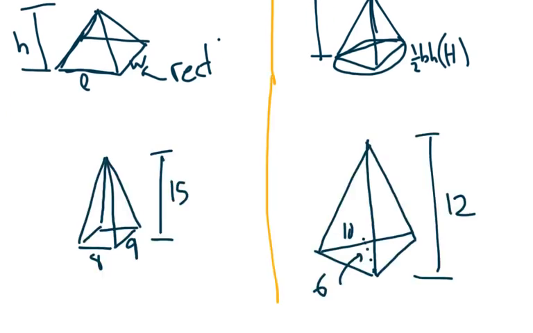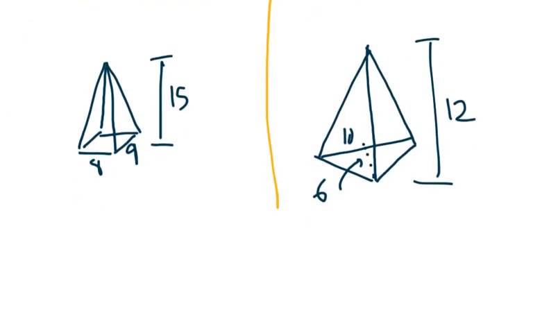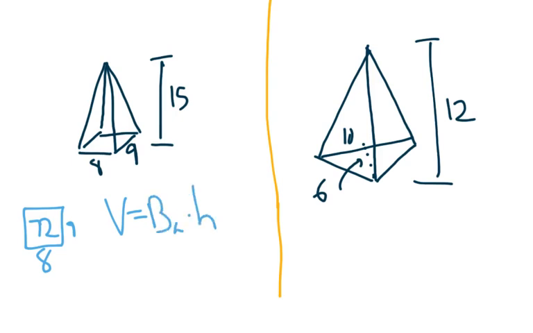All right, so I paused the video so I could draw them well. So let's do the one on the left first. So here we have a square or a rectangular base that's 8 by 9. So its area is going to be 72. So what we're going to do, volume is equal to base area times height. We're going to go with V equals 72 times 15. 72 times 15 is 1,080, and that'll be units cubed.